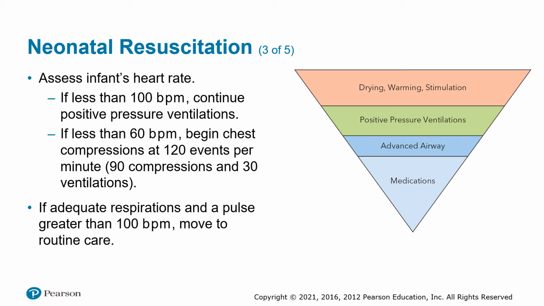So if we need to do some resuscitation for baby, we're going to assess the infant's heart rate. If it's less than 100 beats per minute, we're going to continue positive pressure ventilations. If it's less than 60 beats per minute, we're going to begin chest compressions at 120. So you're going to do about 90 compressions and 30 ventilations in that time. If adequate respirations and a pulse greater than 100, we're going to just move to routine care.